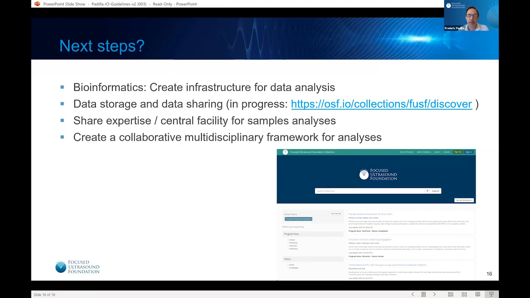So this is something that is already available. We have here a collection hosted by the Center for Open Science, where we are hosting the projects and data sharing. So it is not mineable so far, it's just data sharing, but this is the first step. Will it be to support sharing expertise and so creating a central facility for sample analysis, or more generally, create a collaborative multidisciplinary framework for analysis?